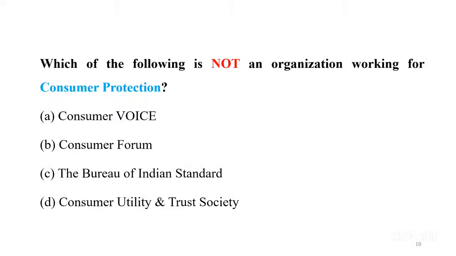Then the next question is, which of the following is not an organization working for consumer protection? Option A, consumer voice. Option B, consumer forum. Option C, the Bureau of Indian Standards. And D is consumer utility and trust society.